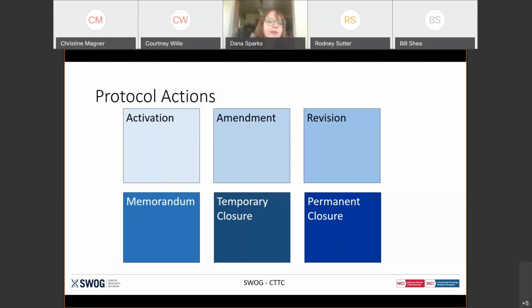We also can send out memoranda on studies, which provides additional information on a protocol without actually changing the document. And we may also send out temporary closures or permanent closures, which kind of makes sense. They sort of are self-explanatory. A temporary closure can be sent out as a pre-planned part of the study to allow time for assessment of data that have come in, or it may be sent out if there are unexpected problems on a protocol so that those issues can be assessed and it can be determined whether or not the study can be reactivated.